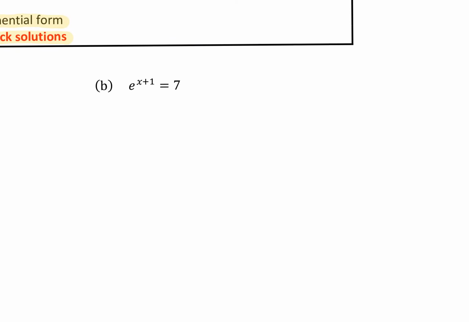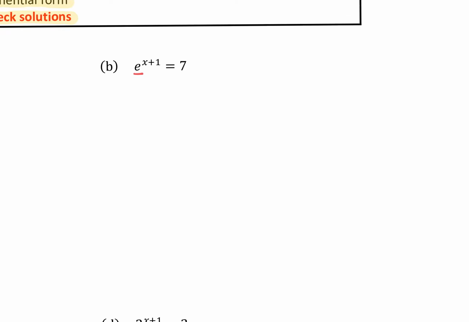We're going on to B. I have e to the x plus 1 equal to 7, and I notice I can never get e and 7 to match. So now I'm going to try to log or natural log both sides. Since this is base e on the left, it seems appropriate to natural log both sides. So natural log of e to the x plus 1 is going to equal the natural log of 7. From log properties, the natural log of e is going to cancel, and I end up with just x plus 1 equal to the natural log of 7.